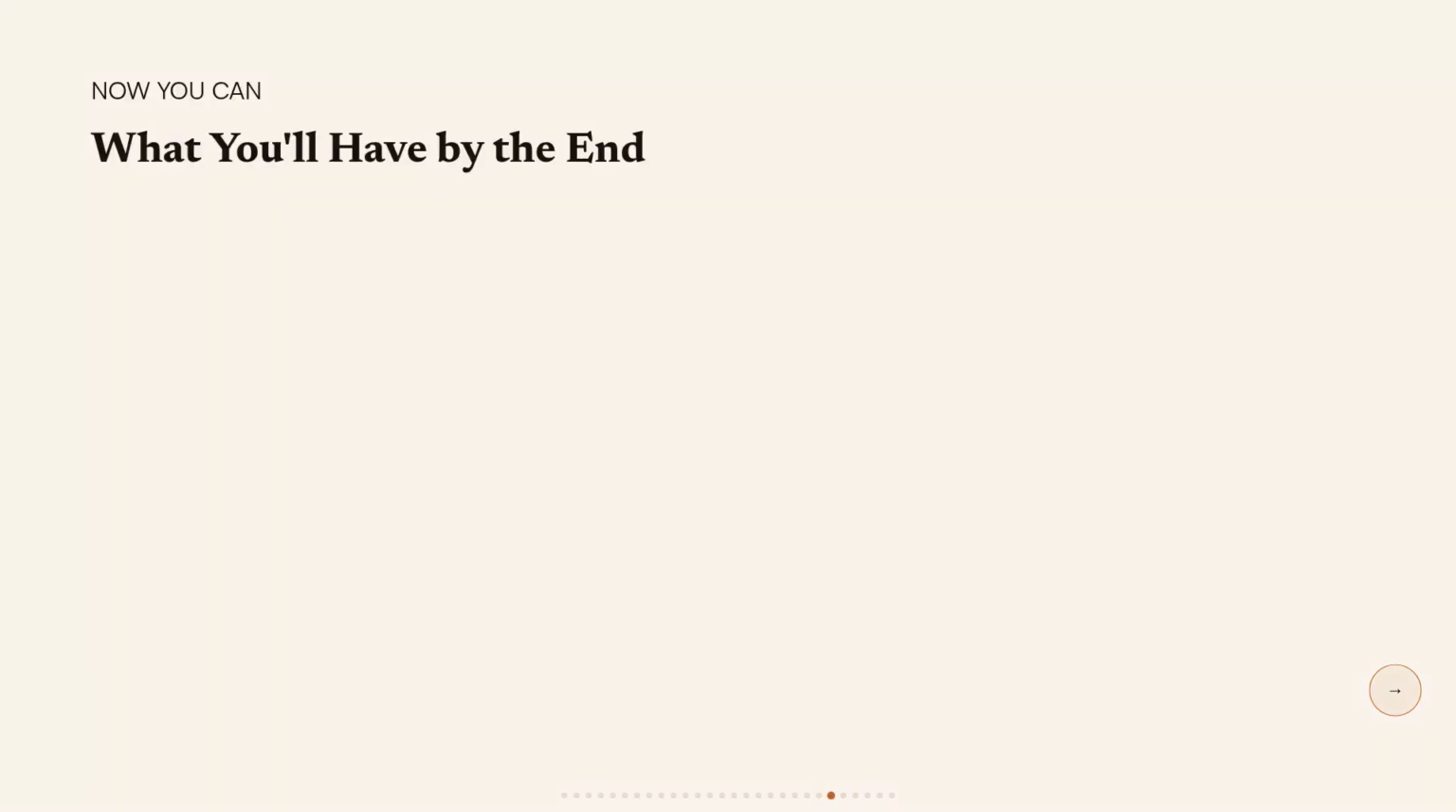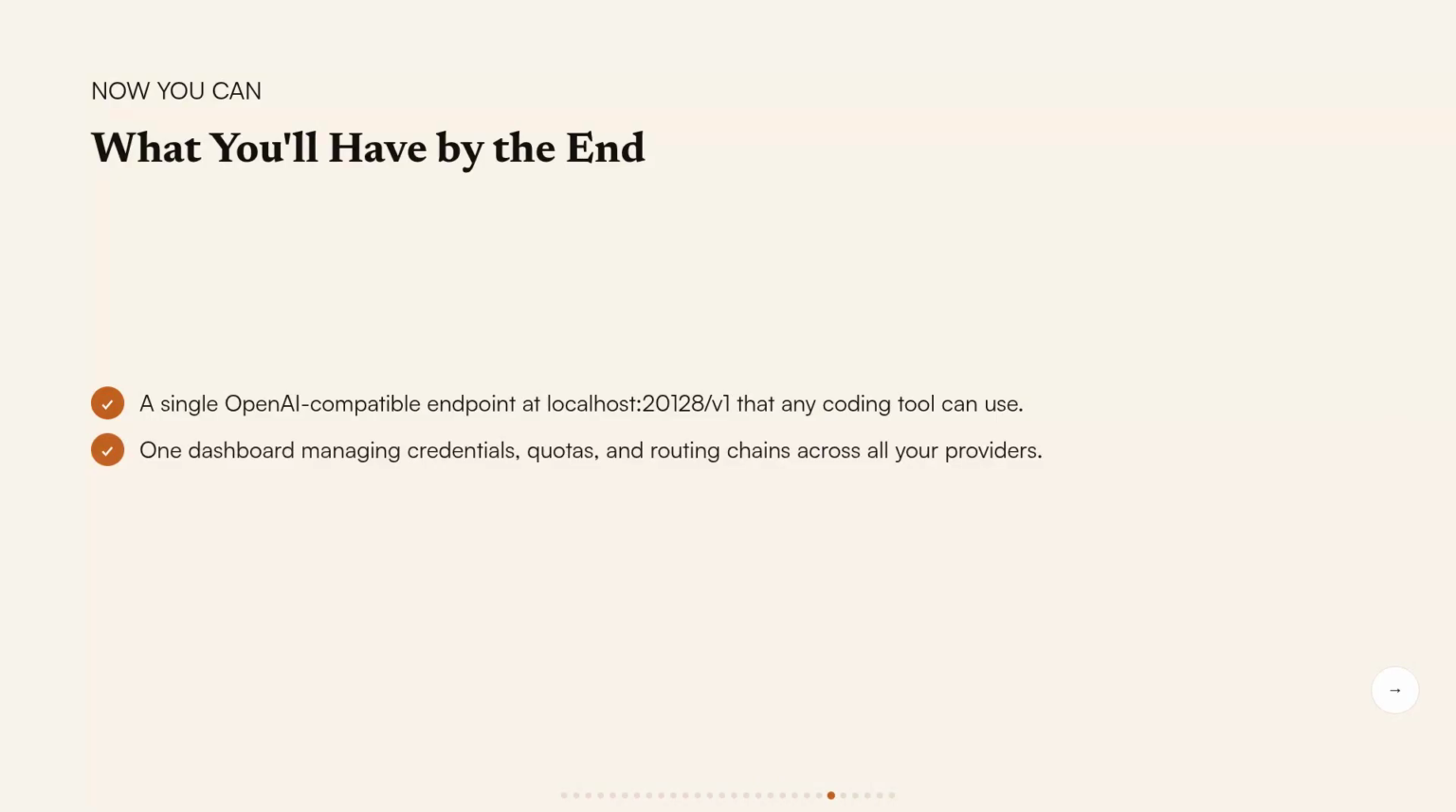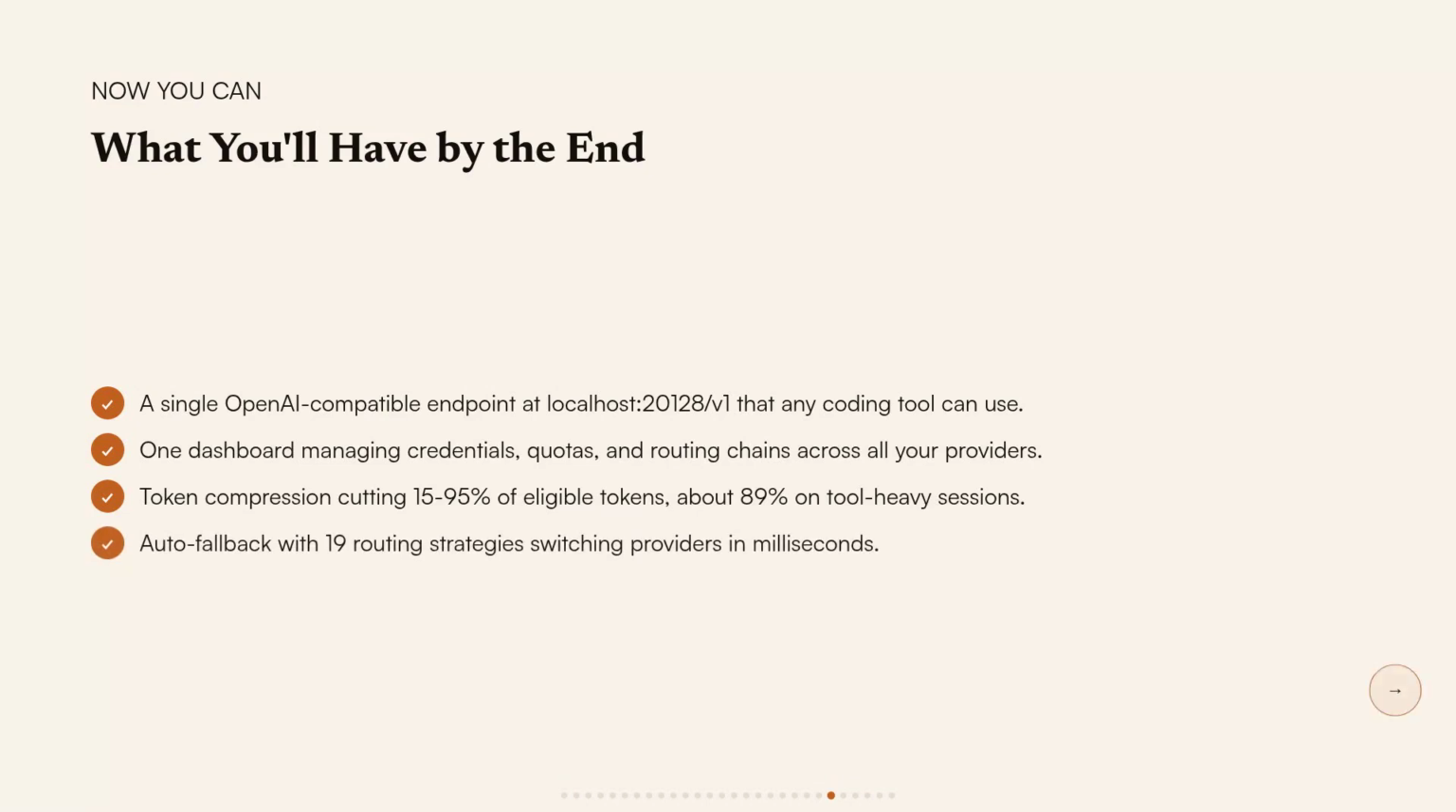OmniRoute wins 5 of 6 steps clean. Install, connect, provider setup, fallback, and token savings all work close to exactly as documented, with only minor friction: port conflicts, key management, a learning curve.